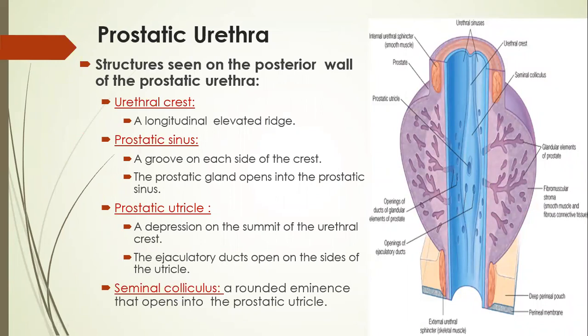Coming to the prostatic urethra, when passing through the prostate, this is how it looks. This is the prostate, with glandular tissue you can see here, and this is the prostatic urethra. It has some specific features which you can observe now, seen on the posterior wall of the prostatic urethra. Here you can see the urethral crest, a longitudinal elevated ridge in the center.